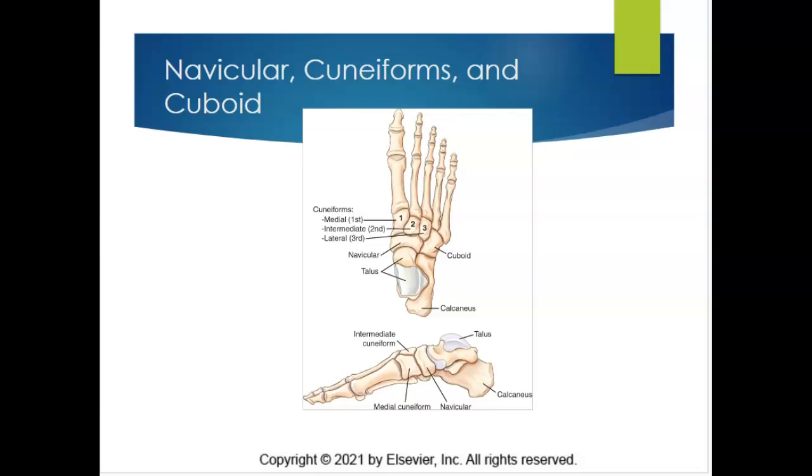The intermediate cuneiform articulates with four bones: the navicular proximally, the second metatarsal distally, and the medial and lateral cuneiforms on each side. The lateral cuneiform articulates with six bones: the navicular proximally, the second, third, and fourth metatarsals distally, the intermediate cuneiform medially, and the cuboid laterally.